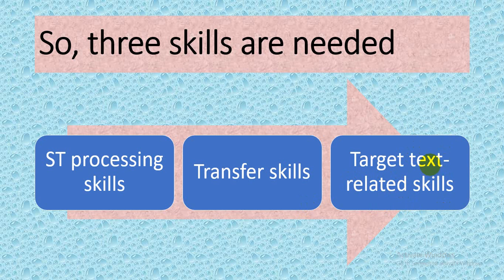What do I mean by the target text related skills? This is naturalization of your text, to make your translation communicative, to make it natural, and to make it appropriate according to the target language resources and rules. For example, when you translate from English into Arabic, you are supposed to start with a verb in Arabic, because this is the appropriate way of translating into Arabic.